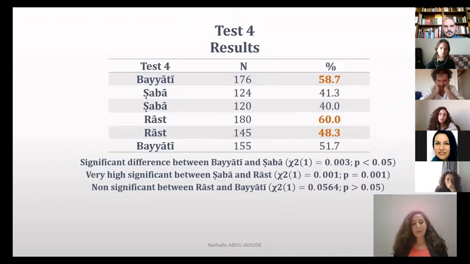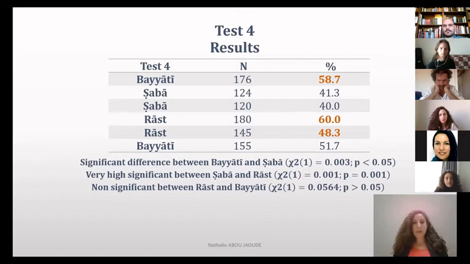According to the data analysis, children and adolescents have a happier emotional coloration toward the 2 modes Bayati and Rust when compared to the Saba mode. Concerning the comparison of the 2 modes Bayati and Rust, the identification appears difficult: 48.3% assigned a sad face to the Rust mode, and 51.7% assigned a happy emotion to the Bayati.